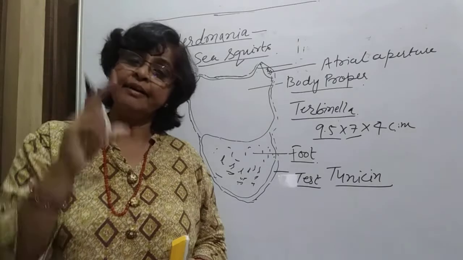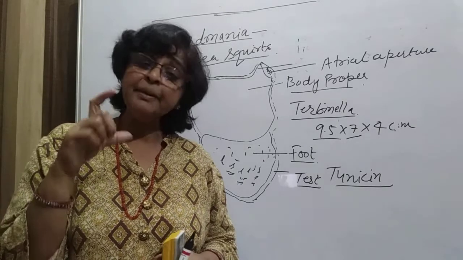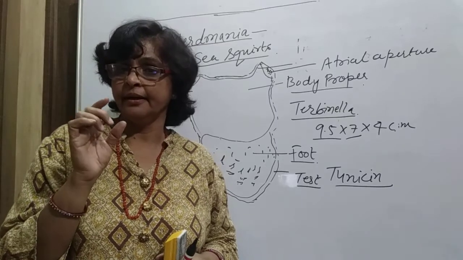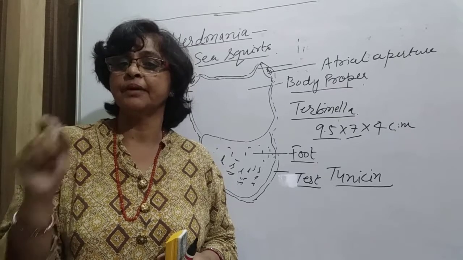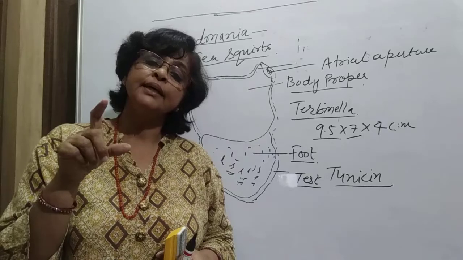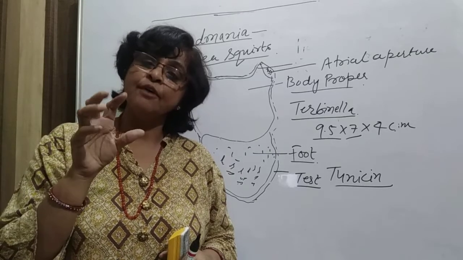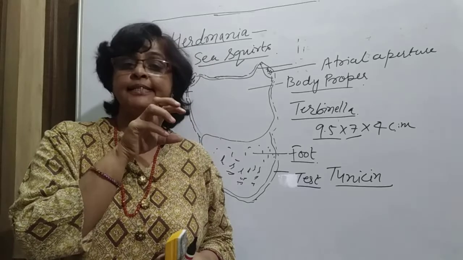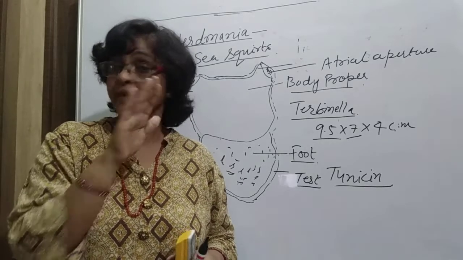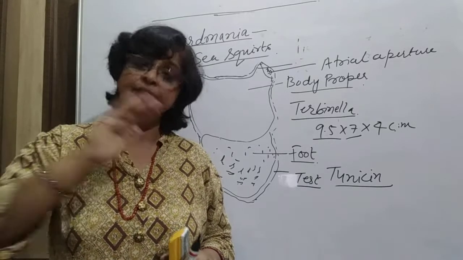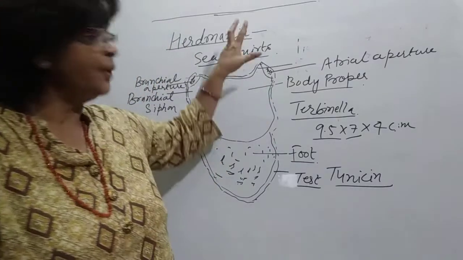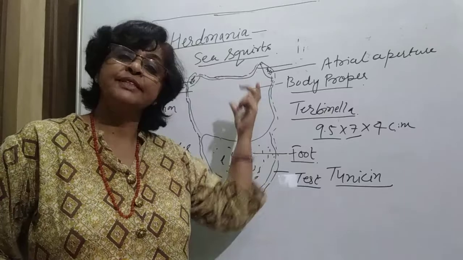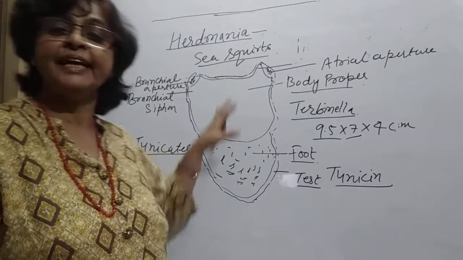In living condition, the animal looks pinkish in color, but in preserved condition it is yellowish brown. The pinkish color is due to the presence of some vascular ampullae on the surface of the test outside. The test is leathery, but it is transparent. So these are the outer characters or features of this animal, and the animal looks like this.